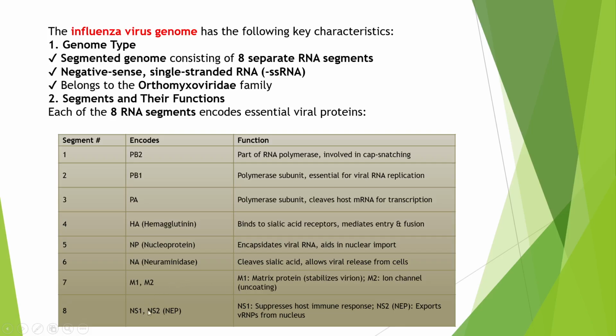And then NS1 and NS2, they suppress immune responses, and NS2 is a NEP, that is for export. So it exports the viral RNPs from the nucleus. So they are nuclear export proteins. So these are the different proteins that are encoded by different segments of the 8 segmented genome of influenza virus.